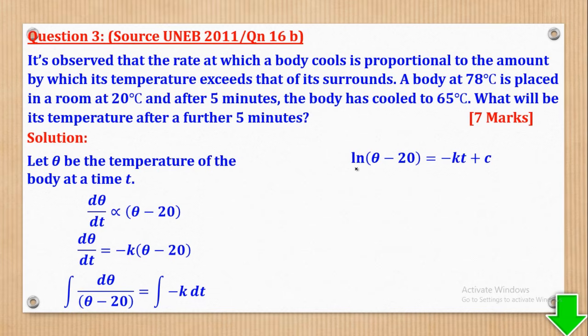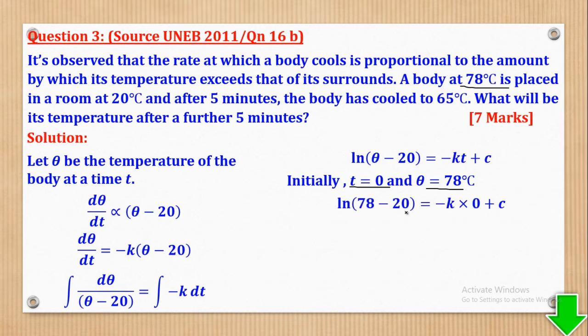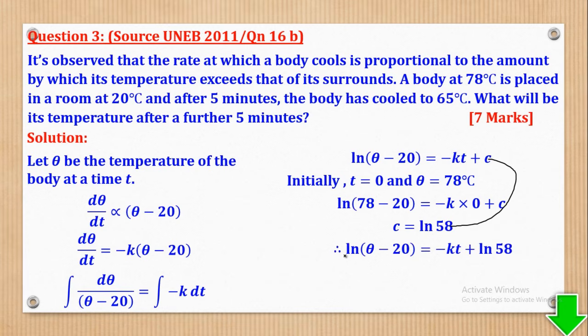Now this is what we call a general solution, but we need to get the particular solution using the given conditions. So initially, t is equal to 0 and temperature is 78 degrees Celsius. So I'll come and substitute for t and for theta to come up with that. Therefore, c is equal to ln 58. Then come and substitute that c here to come up with this line.